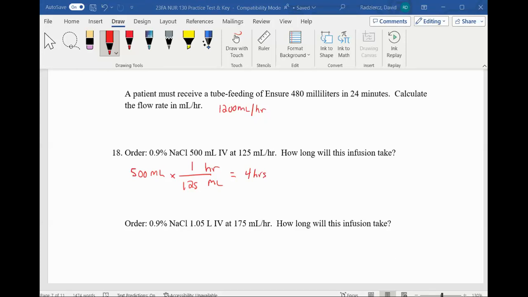All right, I'm seeing 6 hours as an answer. So let me confirm that. I'm always surprised when these things work out exactly. So I'm going to take 1,050 mLs divided by 175 mL, and yeah, you get 6 hours. I was hoping it was going to be some other number, but that's okay. So 6 hours.